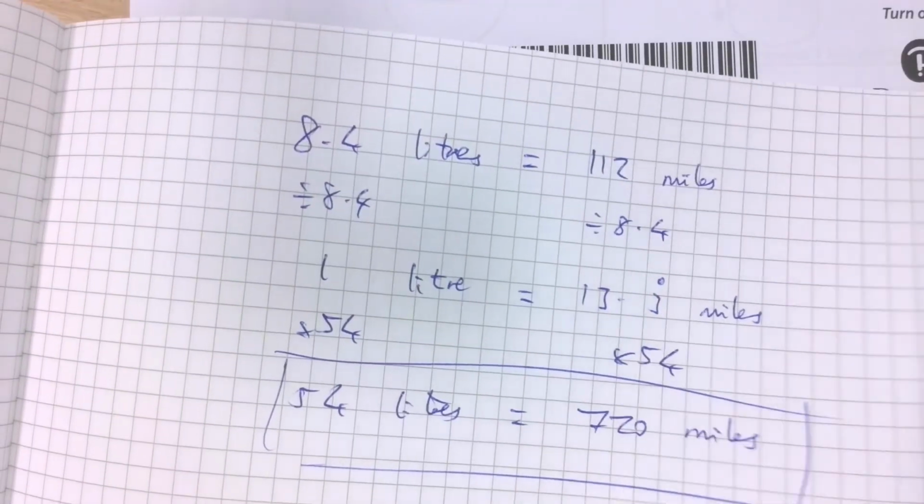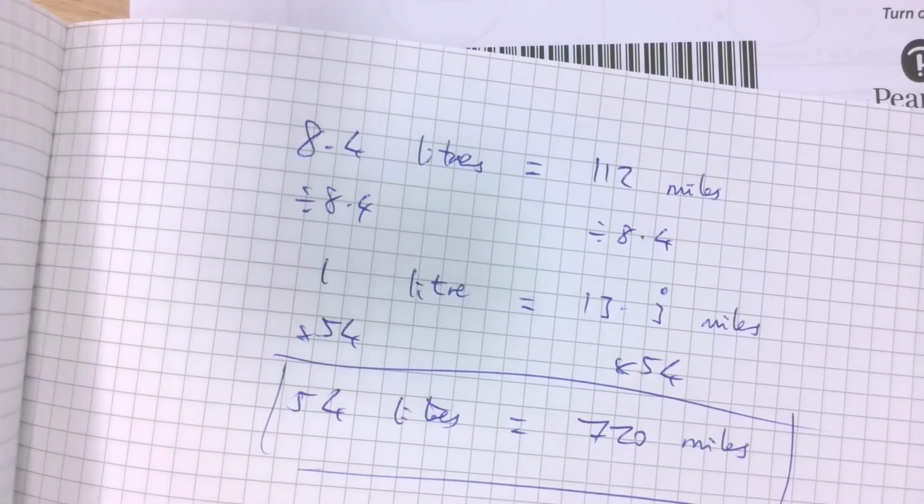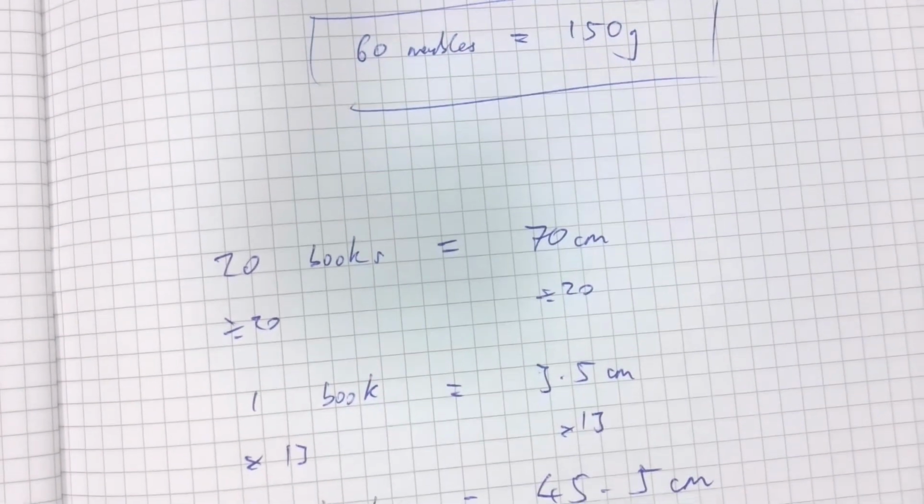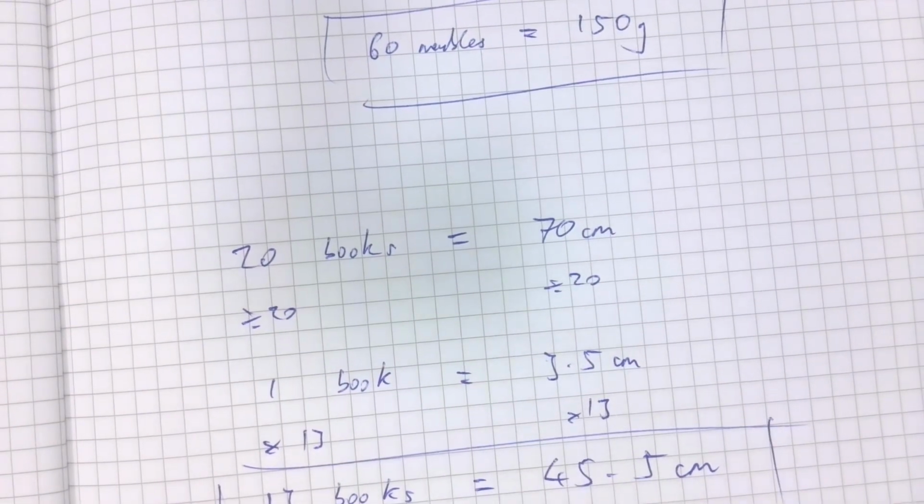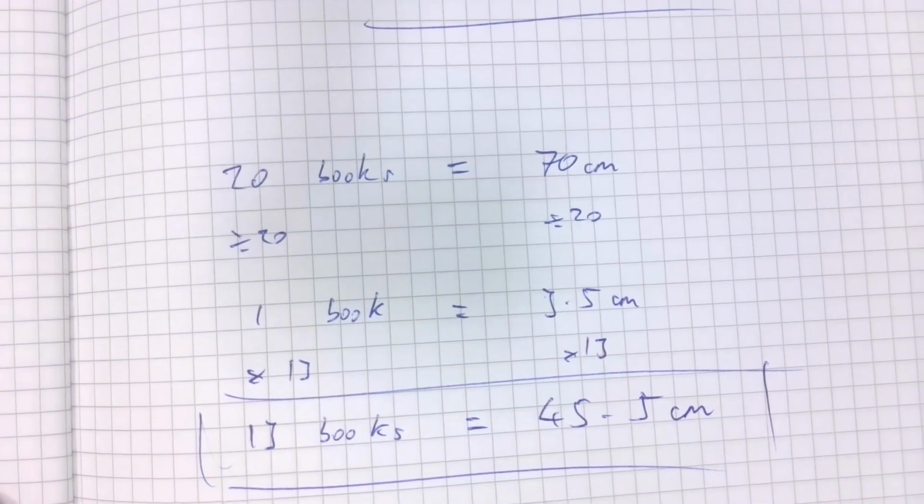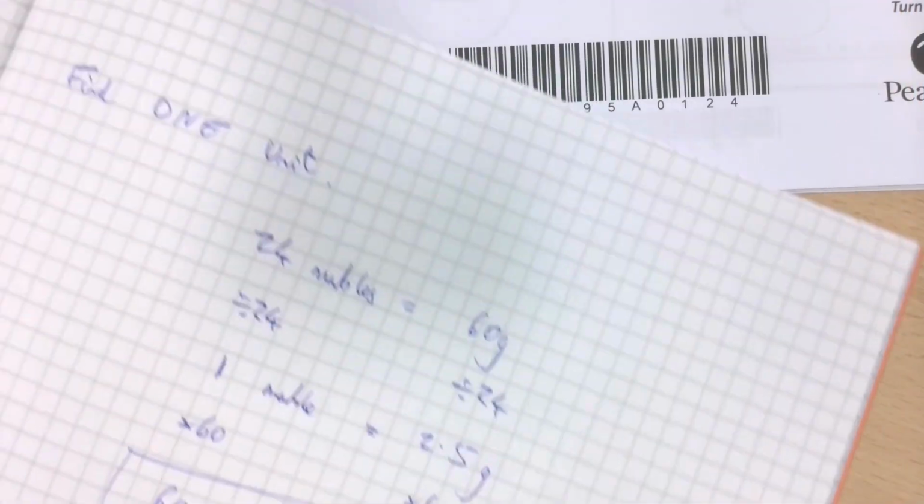So that's the process of using the unitary method. Always dividing to find 1 unit worth of whatever it is we're working with, and then scaling that up depending on what it is that we're asked to find.